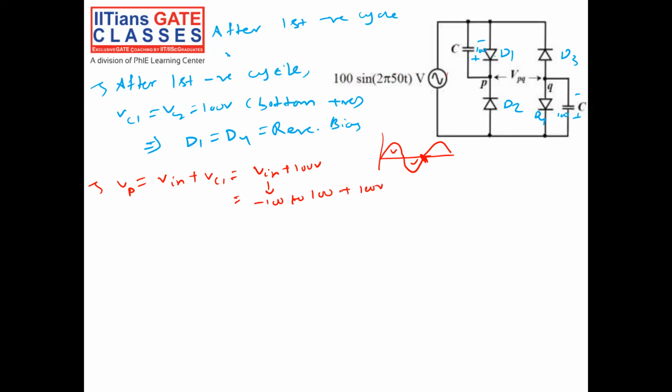What will happen to this? It will go from 0 to 200, right? Since my Vin is varying from minus 100 to plus 100, here I am adding 100 volt of the capacitor VC1. So what will happen to my voltages now? VP will be minus 100 plus 100, which is 0, and plus 100 plus 100, which is 200 volt. So VP will be varying from 0 to 200, right?